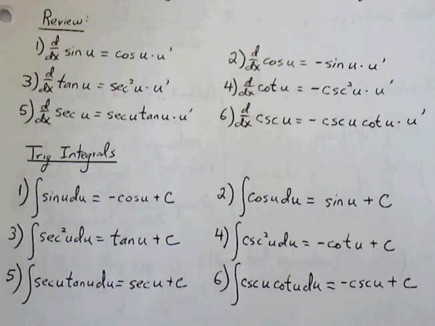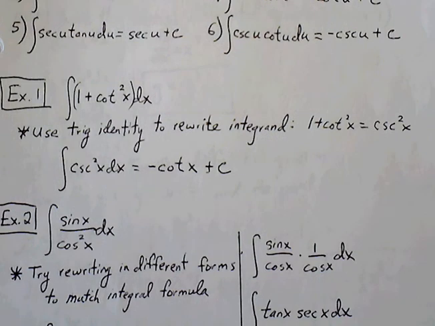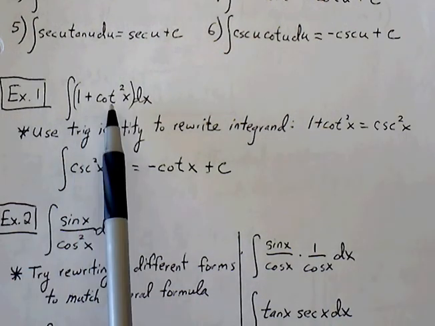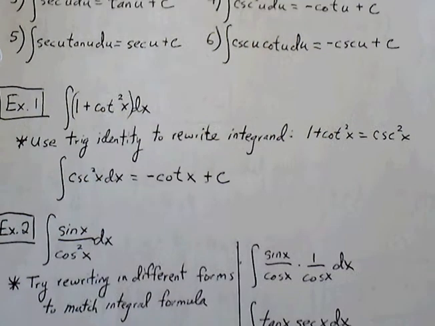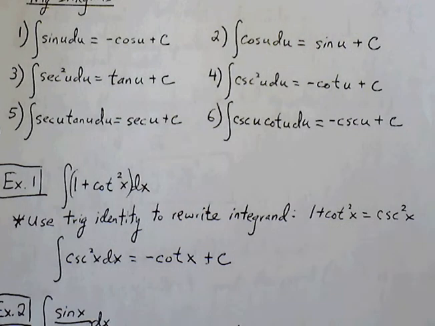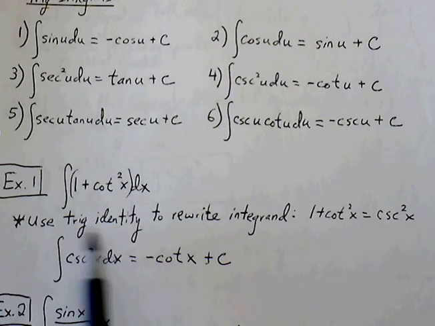Okay, let's look at some examples. The integral of 1 plus cotangent squared of x dx. Now we're going to see that we don't have a specific rule for cotangent squared x. All right, if we compare 1 through 6, there's none that will fall into this category. However, we do have trig identities at our disposal.